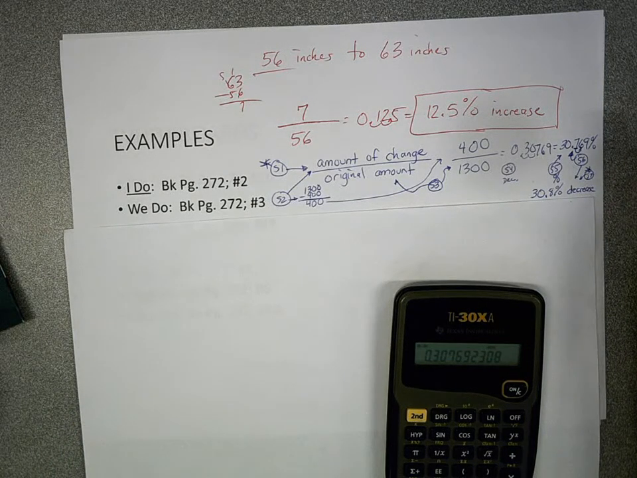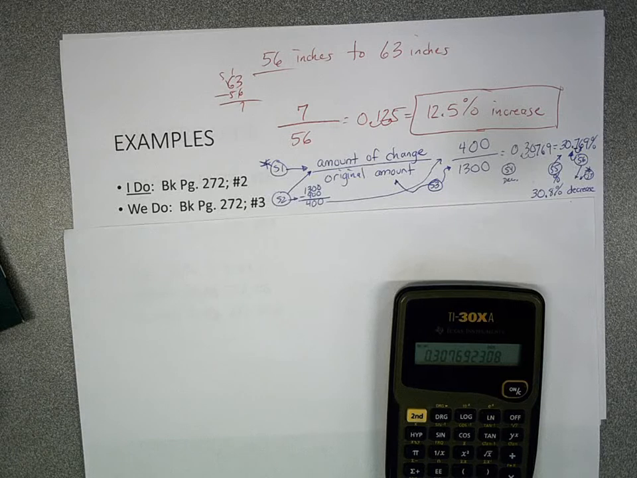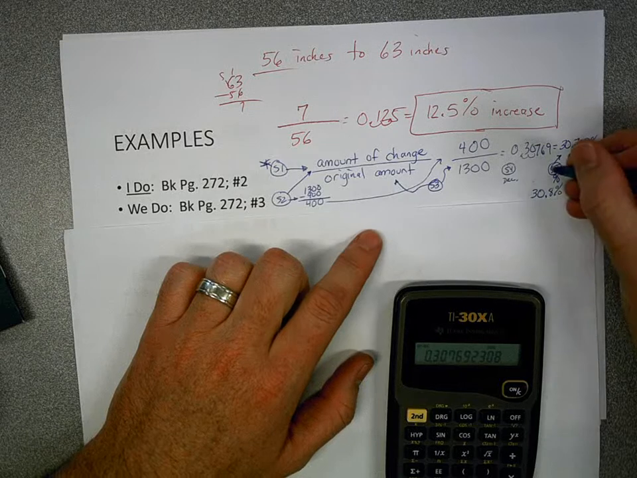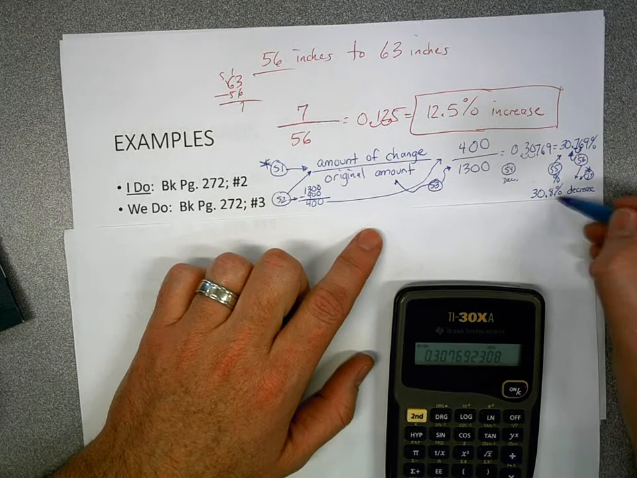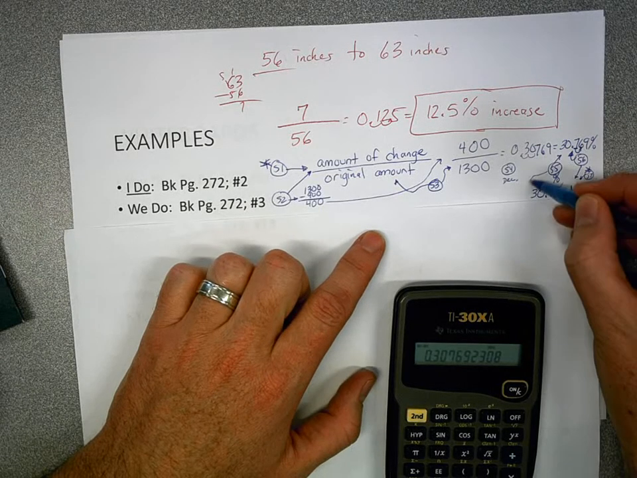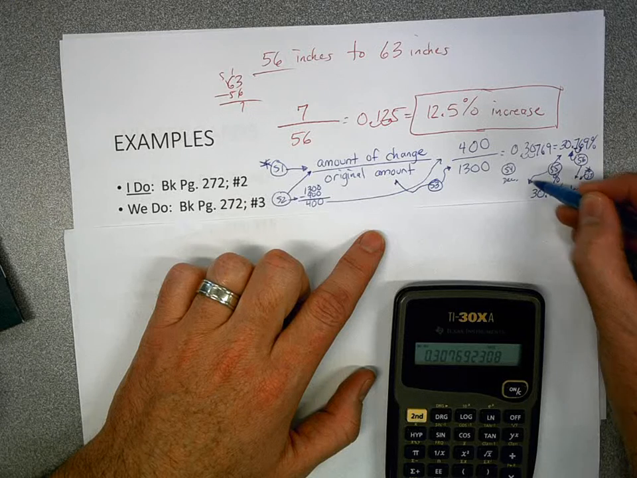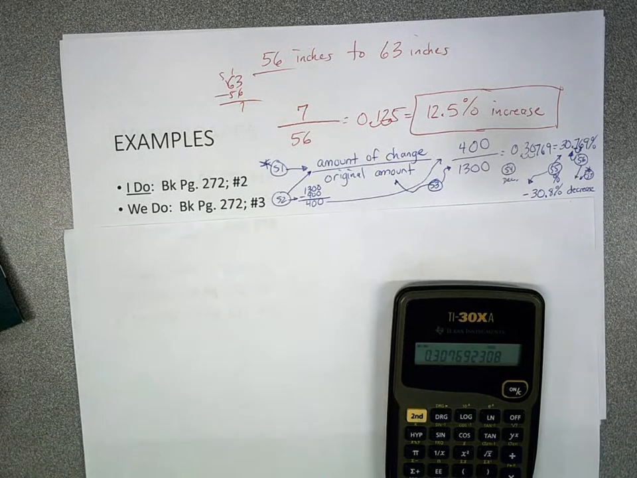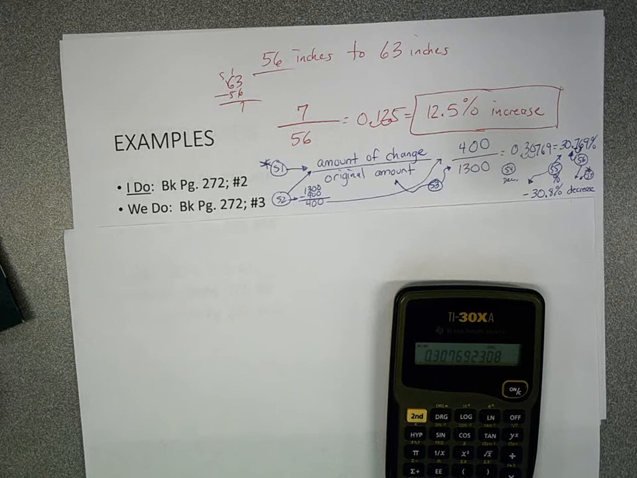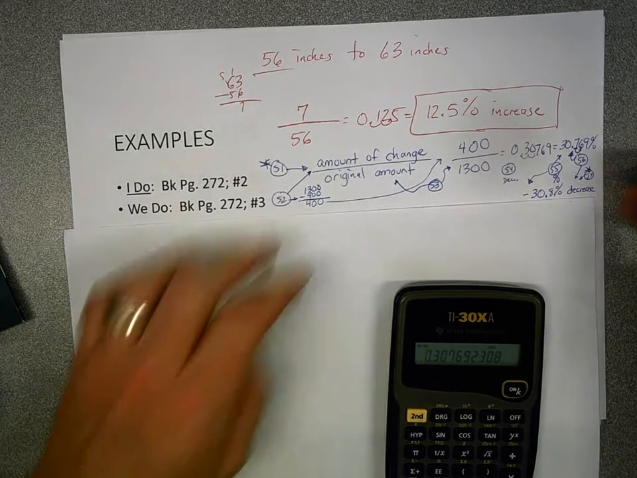Now, listen, this is something that you need to make sure that you do, especially if they don't ask for an increase or decrease. But many times, if it's a decrease, you show a drop by putting a negative 30.8%. Okay, remember what the definition said. It's a negative value. All right, so that's what it's talking about.